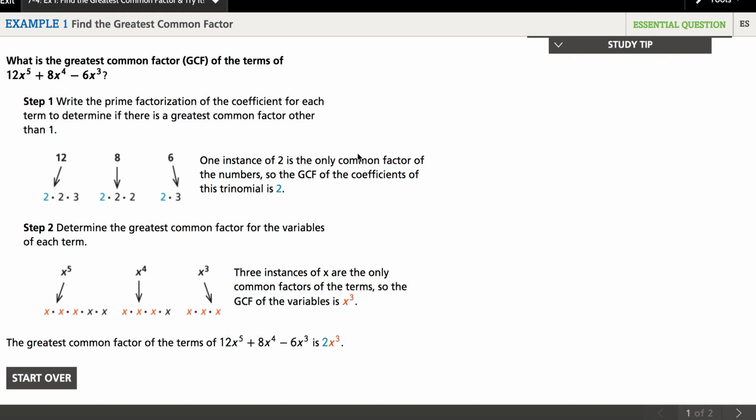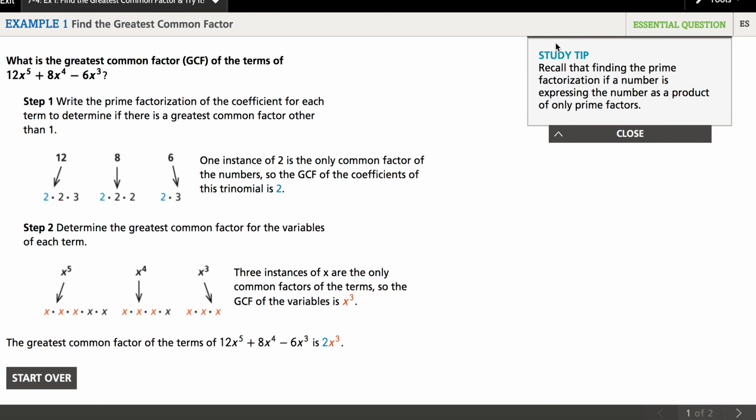Okay, now let me give you a study tip for the next example coming up. Recall that finding the prime factorization of a number is expressing the number as a product of only prime factors.